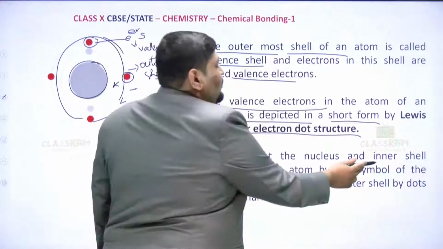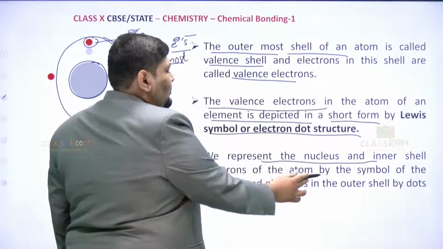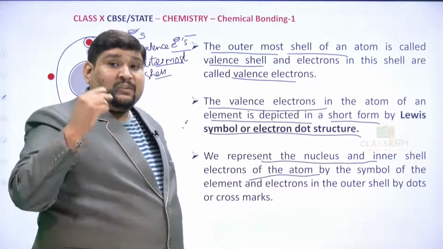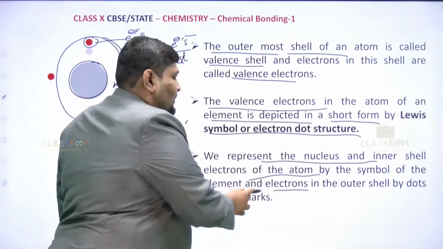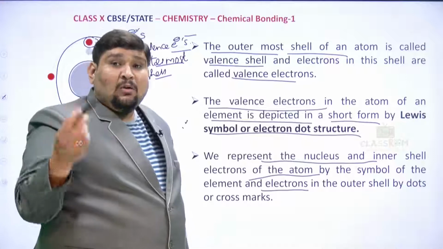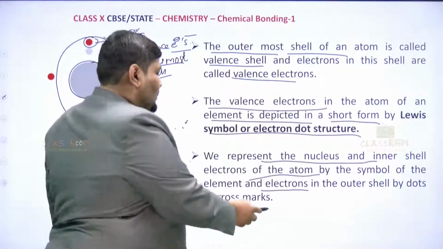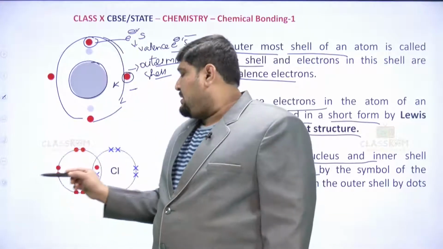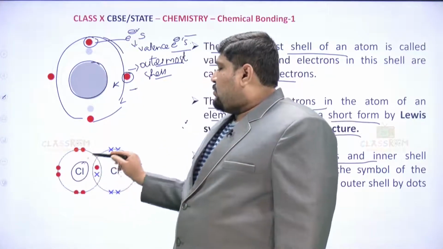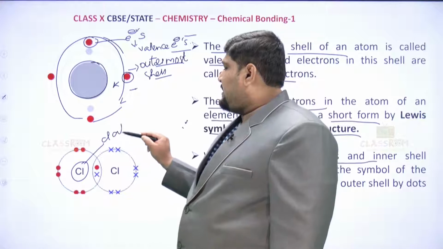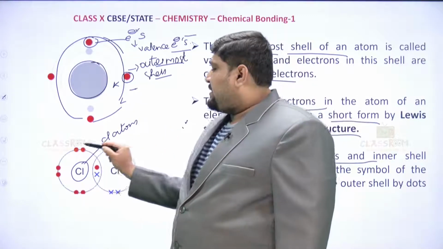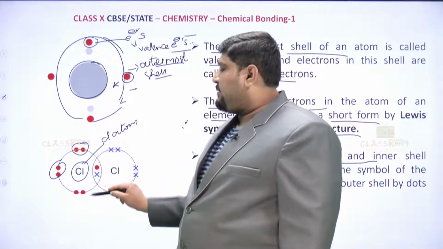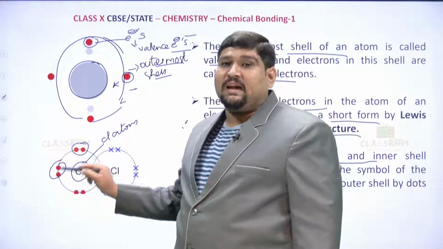So, we represent the nucleus and the inner shells of the atom by the symbol of the element, but the electrons present in the outer shell are represented by dots, or they can be represented by cross marks. You can see an example. We took the example of a chlorine atom. These are the valence electrons of that chlorine atom in its outermost shell, the valence shell.